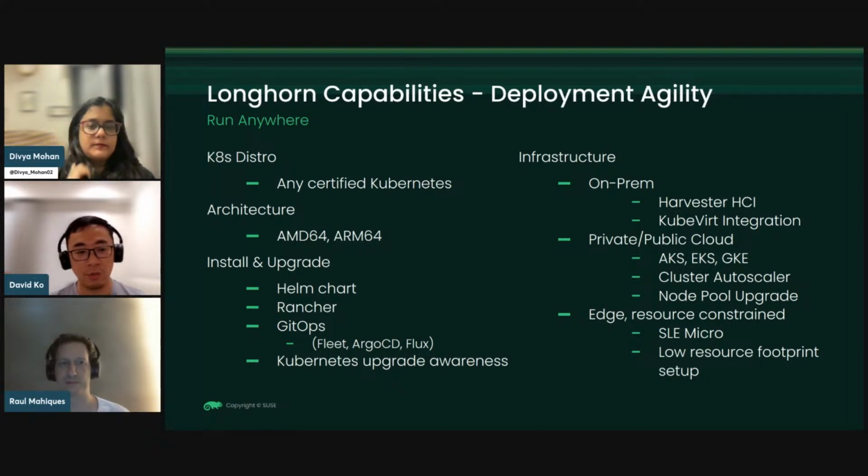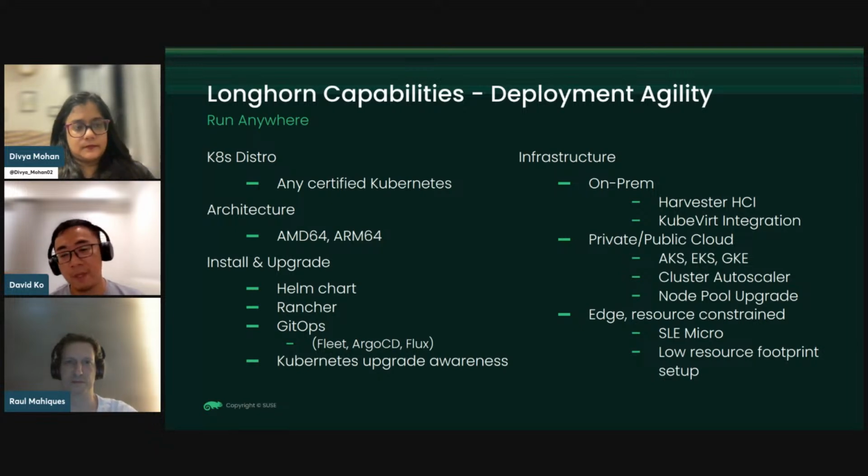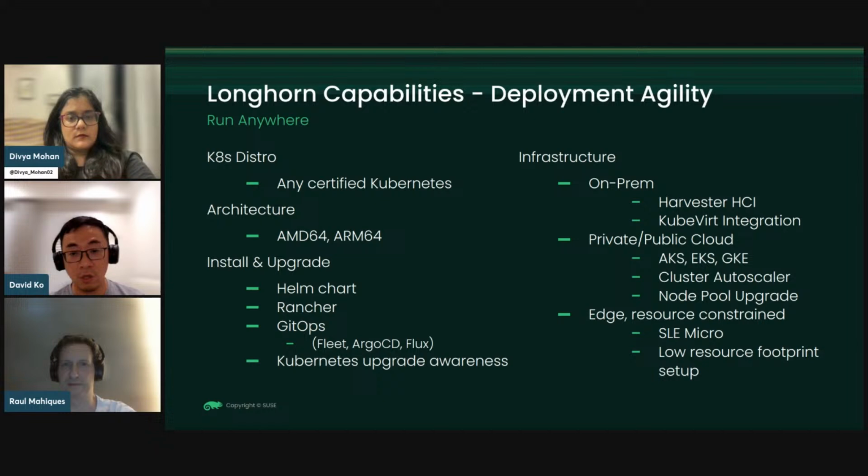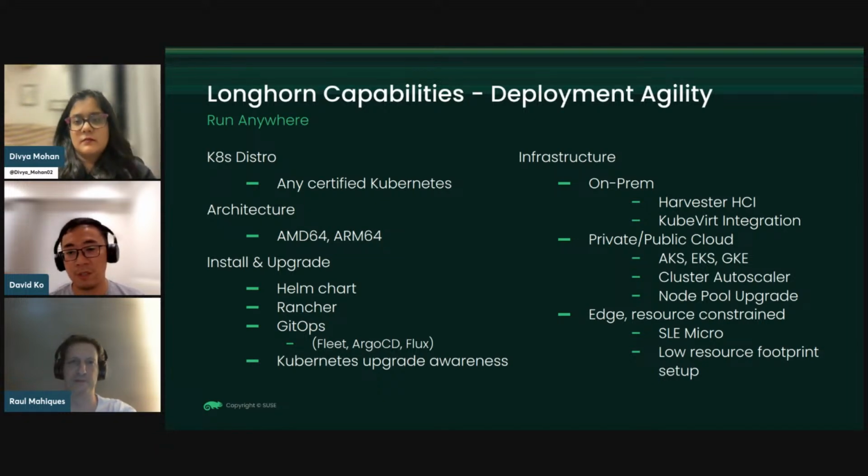Okay, so this is installation and upgrade. How about infra? We want to target on-prem, private or public cloud, and edge and resource constrained. For example, on-prem, you can install Longhorn on a bare metal server for sure if Kubernetes runs on it. But more than that, we even integrate with Kubernetes solutions like Harvester, a hyperconverged infrastructure solution. The underlying first-class storage solution is Longhorn, so we can run with it naturally, without any issues.